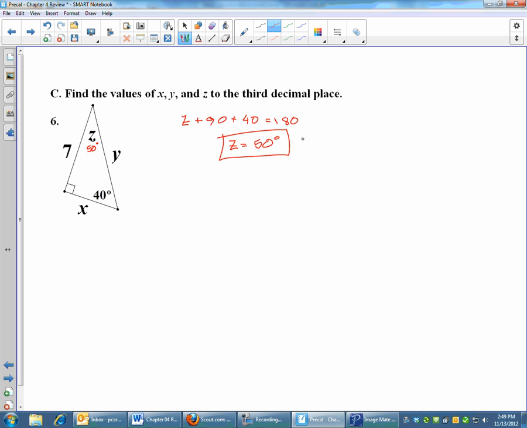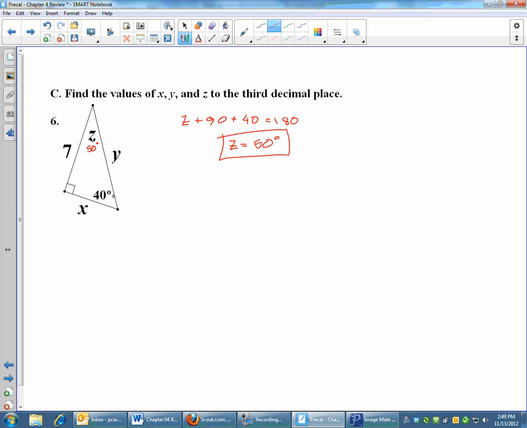Another reason is just the off chance that I messed up for 50. I don't want to use a mistake or a wrong answer to get the rest of my variables. So I'm going to do 40, and to get x and y, I'm going to have to set up some sine, cosine, tangent business.